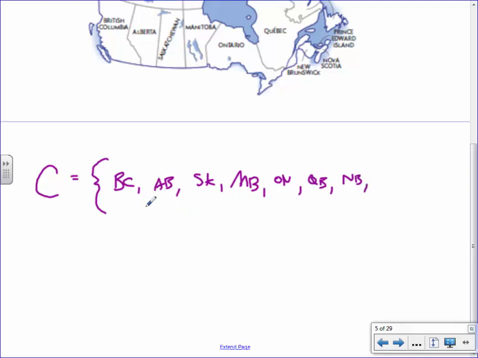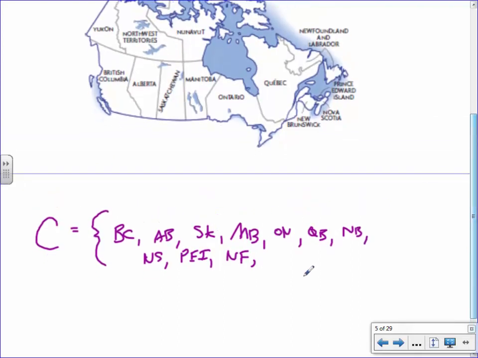I'm going to have to start a new side here. New Brunswick, Nova Scotia, PEI, Newfoundland and Labrador. Then we need the territories. Those are the Yukon, the Northwest Territories, and Nunavut. And that's how we would notate this. It's not hard to do. You literally write everything out and you put it in curly brackets. So there's all the provinces in our universal set of Canada.